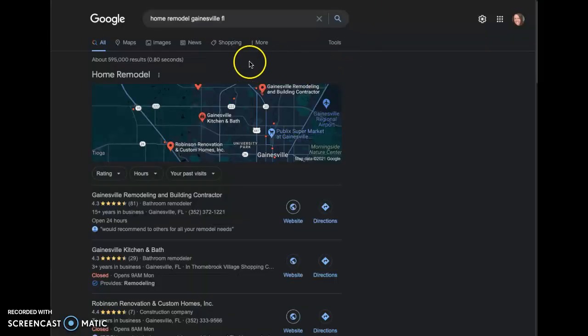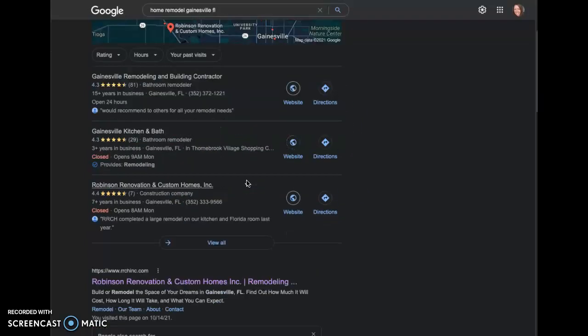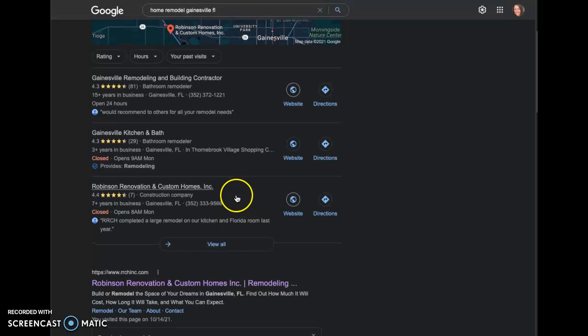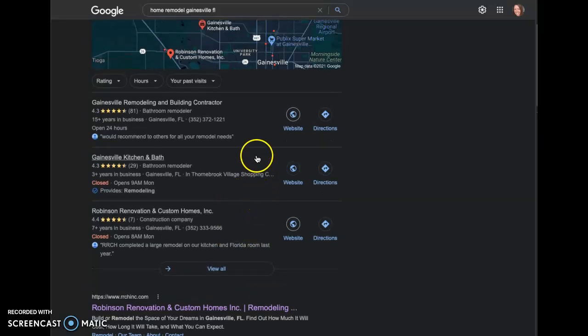So we go and do a Google search for home remodel Gainesville, Florida. This is what's called the map pack. So these are all companies that have a Google My Business page. And I'm not sure if you had one or not. I didn't really scroll through all the pages, but I couldn't find you on the first page. And ideally, you really want to be on the first page in these top three positions.